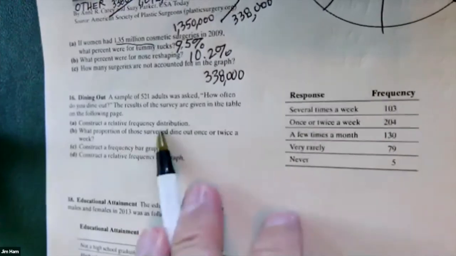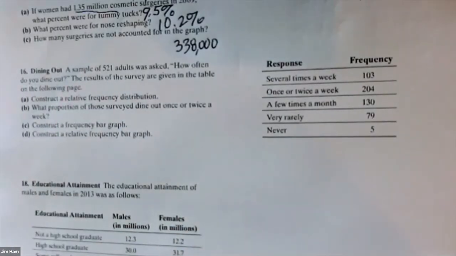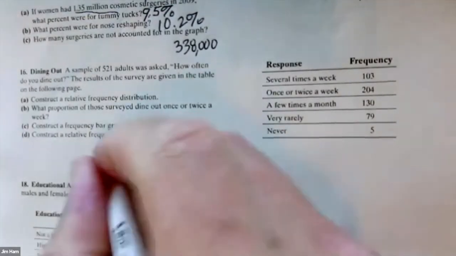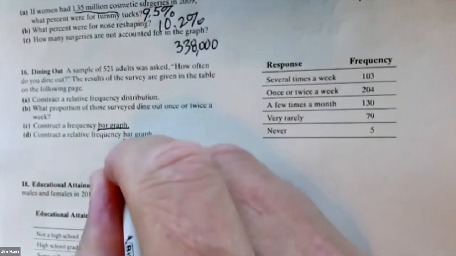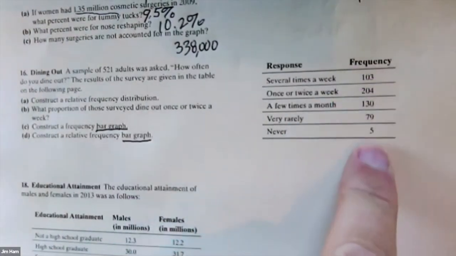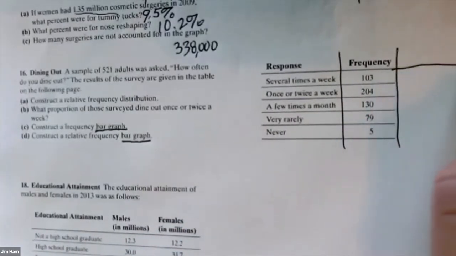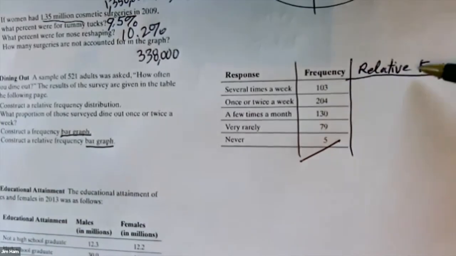All right, so for this next example, this one is similar. But for this one, we're going to draw a bar graph. And notice there's two different kinds of bar graphs here. The only way that they differ is on what the vertical axis is. One of them is going to use the frequency column, and the other one is going to use the relative frequency column.